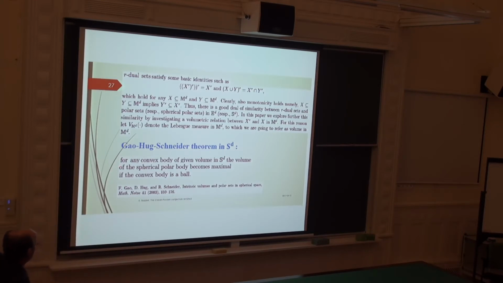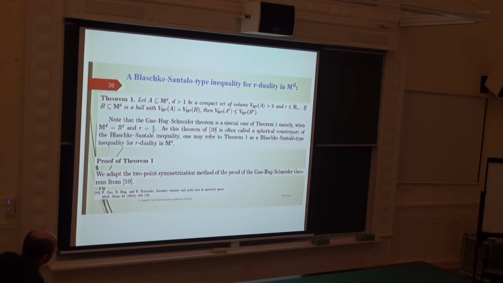A good starting point, and that was the motivation for me, is a recent theorem of Gao, Hug, and Schneider in spherical space, which you can see here phrased. So for any convex body of given volume in spherical d-space, the volume of the spherical polar body becomes maximal if the convex body is a ball. This is an inequality, or a theorem, which was published in this paper and which is often referred to as a Blaschke-Santaló type inequality in spherical space.